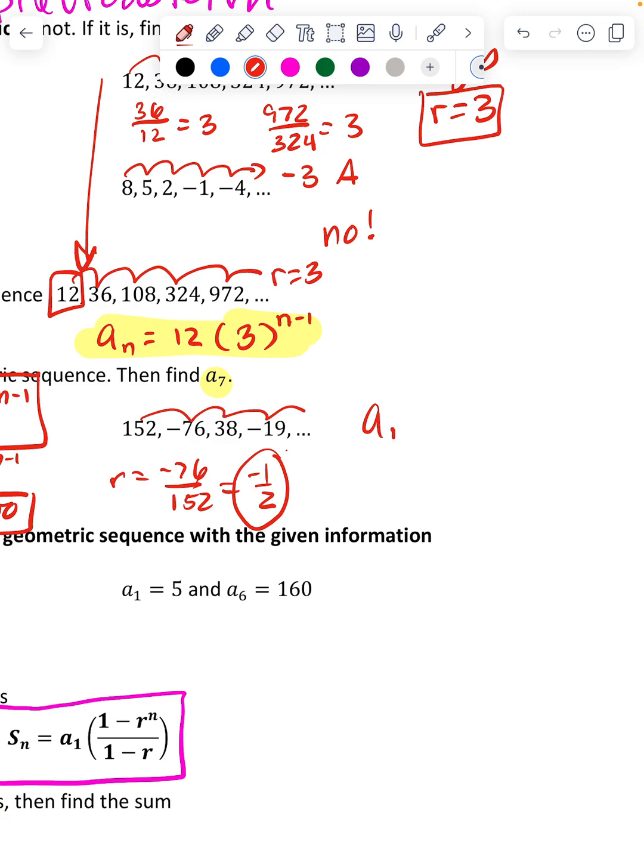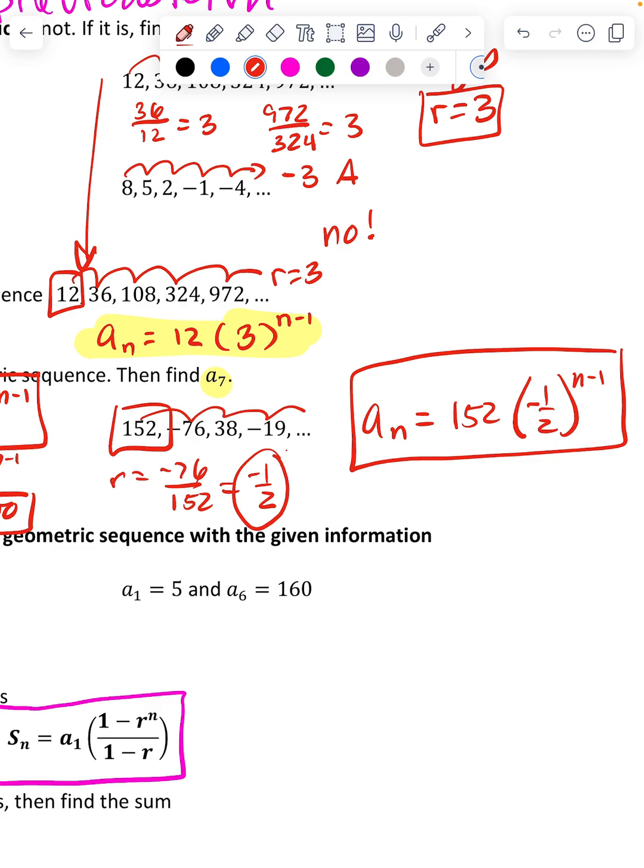So any number will equal the first number times my ratio to the n minus 1 power. Then to find the seventh one, I just plug in a 7. And it makes your life easier to do that like as a decimal on your calculator, that's fine too. And when I do that, my seventh term is 2.375.